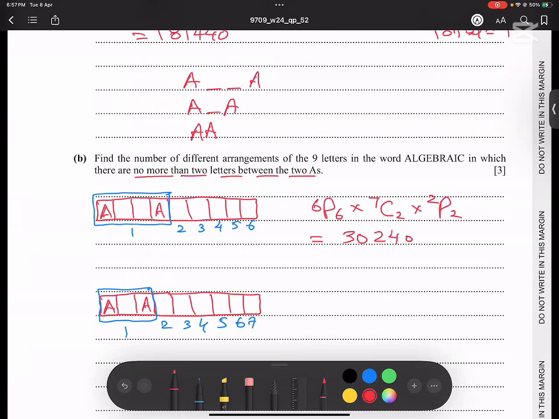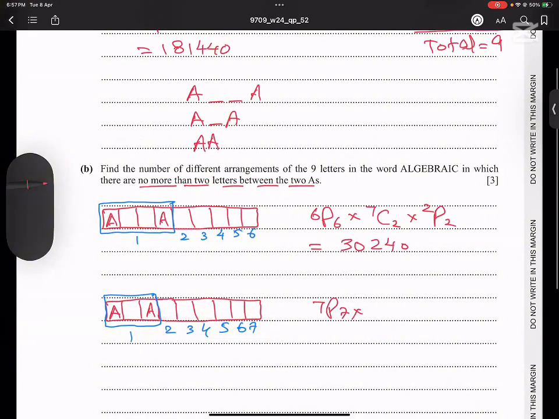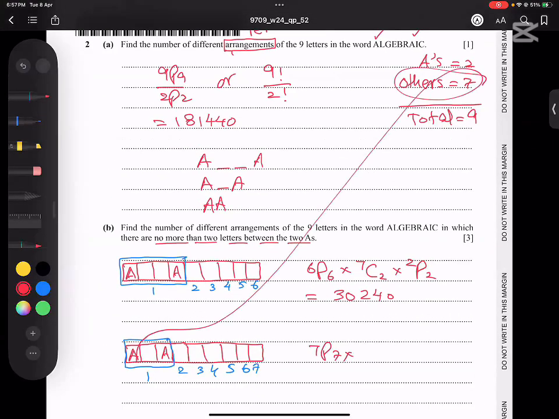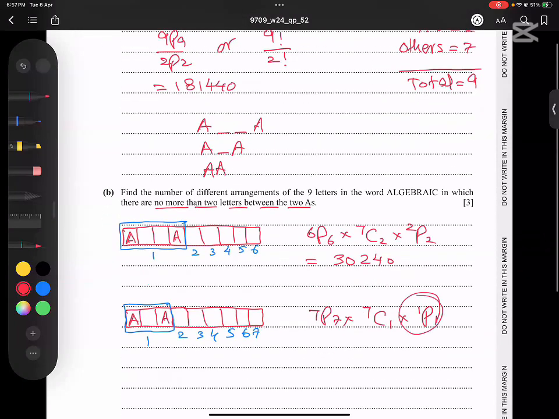So 7P7, this is for the total. But again, out of those 7 letters, I will take 1 letter for this position. It's called 7C1. I have selected, and 1P1 for the arrangement, although 1P1 means 1 arrangement inside, so when you write it, you don't need to write it, no problem at all. So if I check it, this 7C1 and this 7P7, hold on, let me check this. The answer turns out to be 35280.